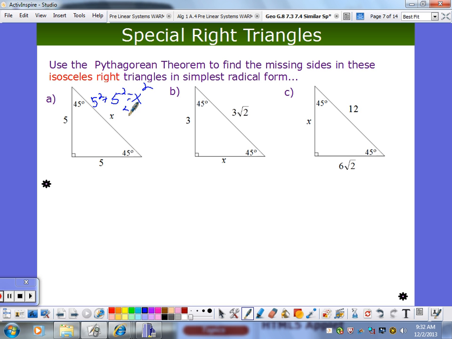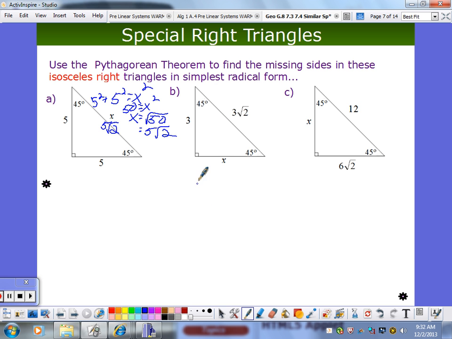25 plus 25, that's 50, right? So x equals the square root of 50. What is that in simplest radical form? Yeah? 5 rad 2. How do you get 5 rad 2? 25 times 2, the square root of 25 is 5. So x is 5 rad 2.